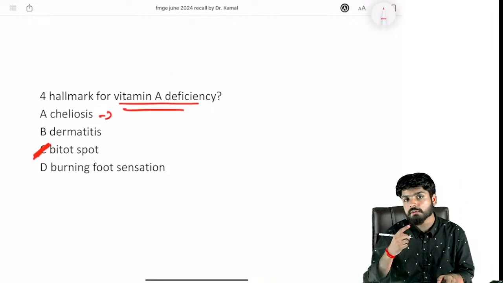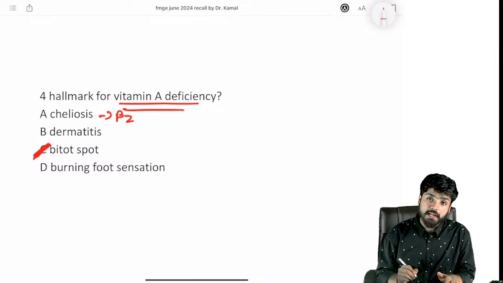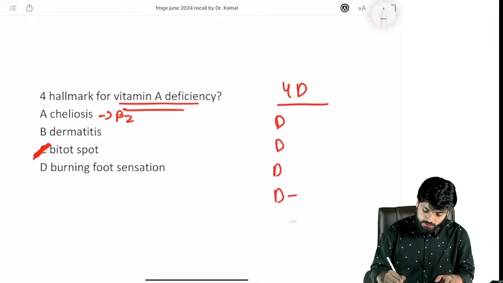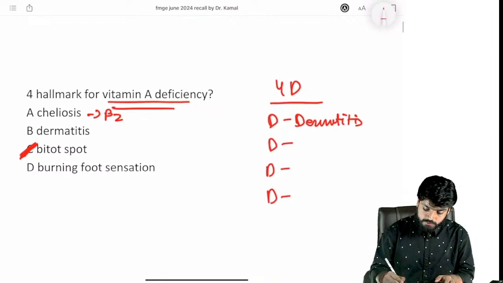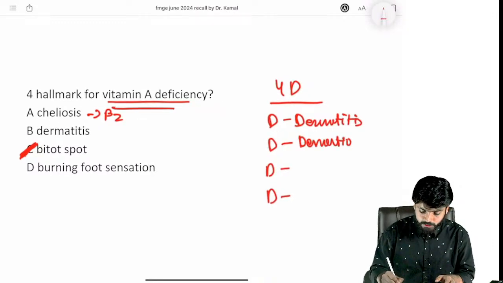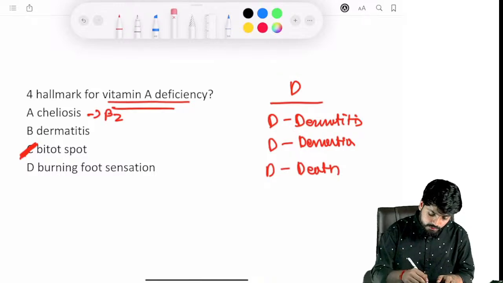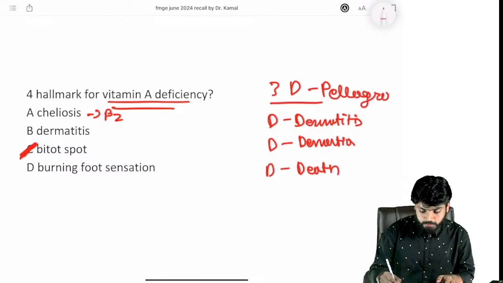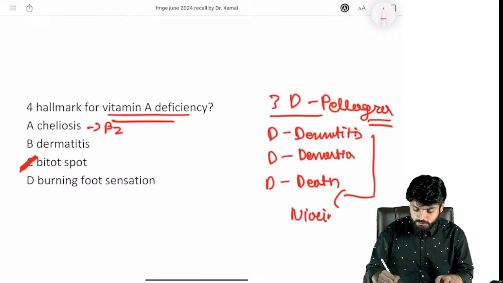Cheilosis is the breaking of skin around the mouth. It's seen in B2 deficiency. Dermatitis, specifically, is a part of the 4D syndrome. So it's dermatitis, it's dementia, it's death, and we can skip 1D. So it's specifically the 3Ds of what? Pellagra, and pellagra is seen in deficiency of niacin.